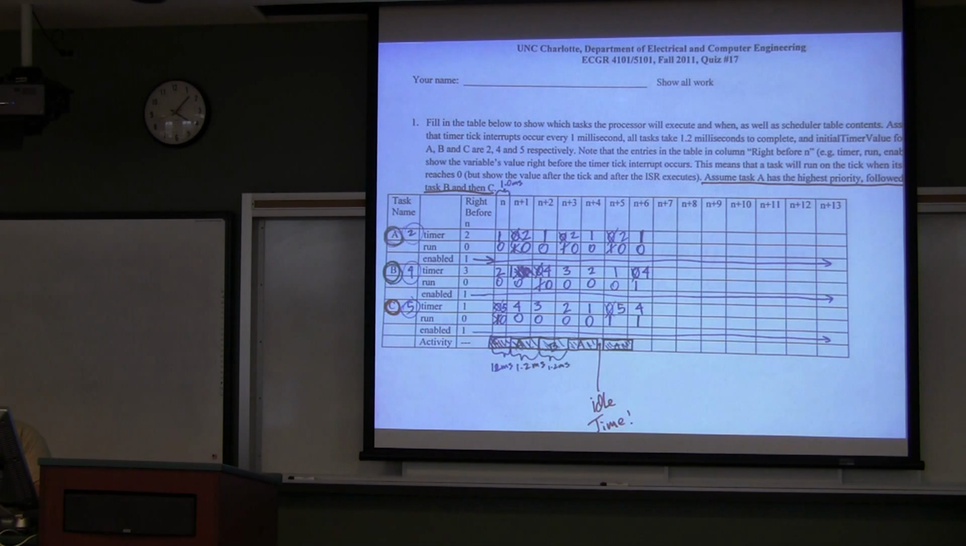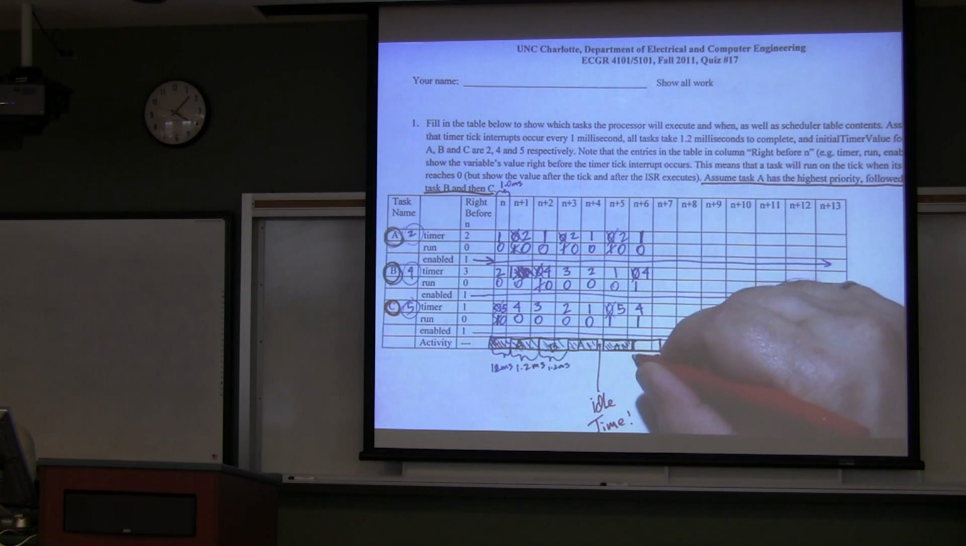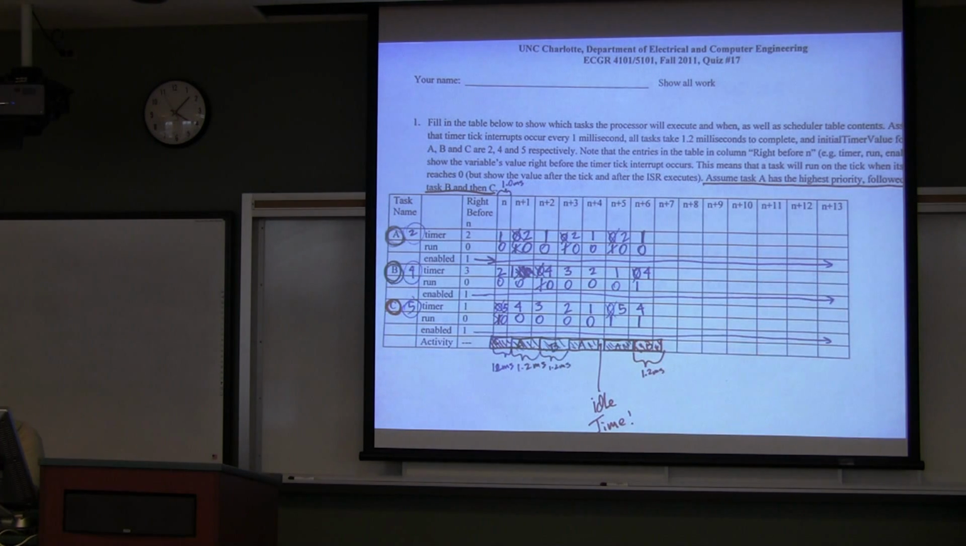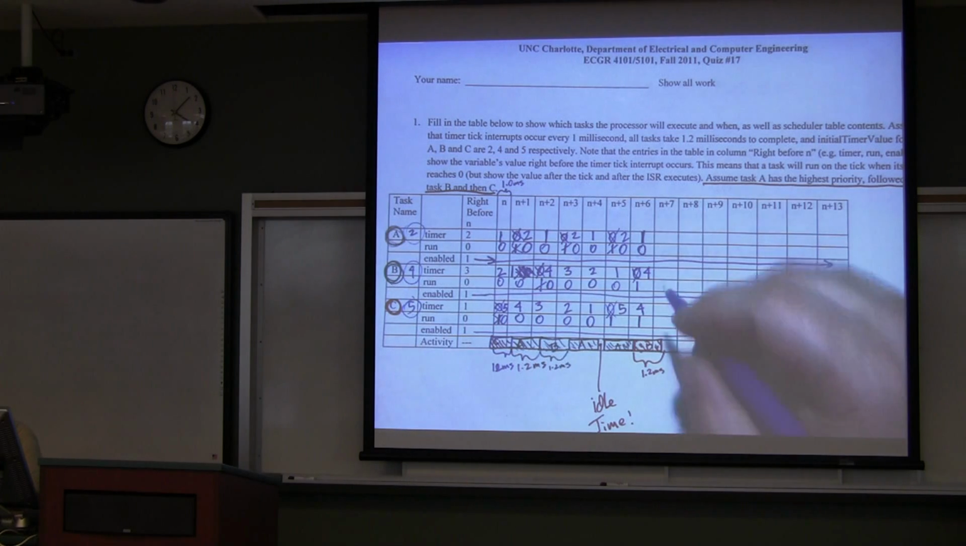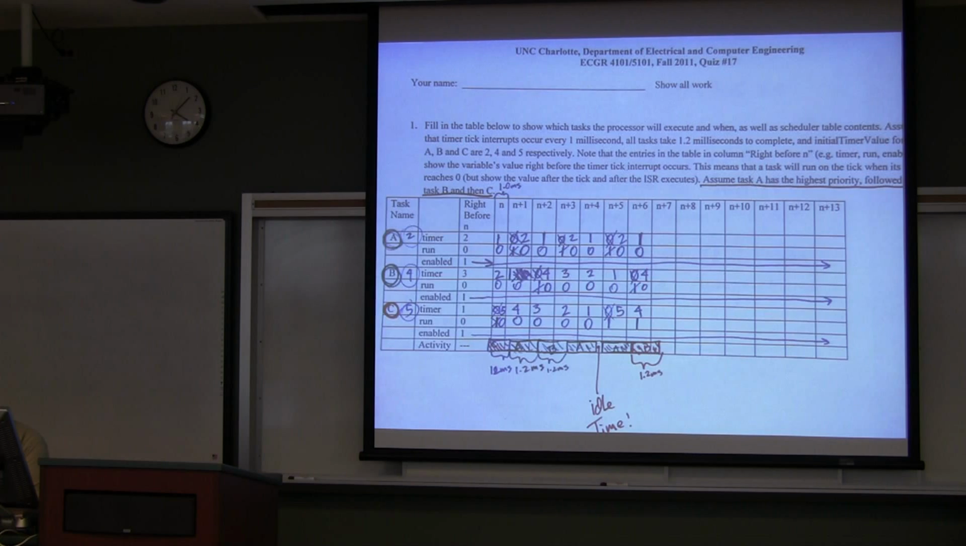Now B has priority. So B will run for 1.2 milliseconds. And because of this, B will be set back to 0. And we'll do 1 or 2 more because otherwise this is getting really long.